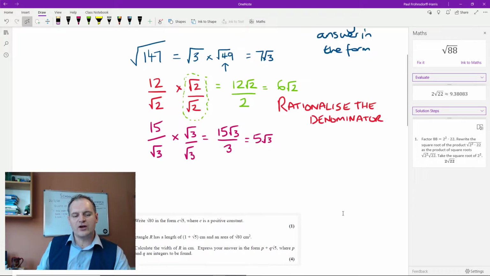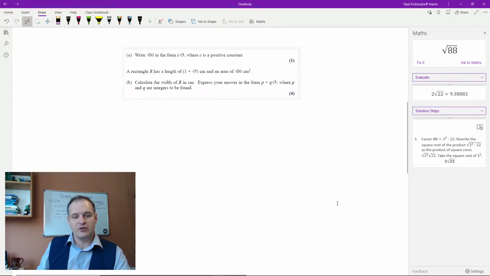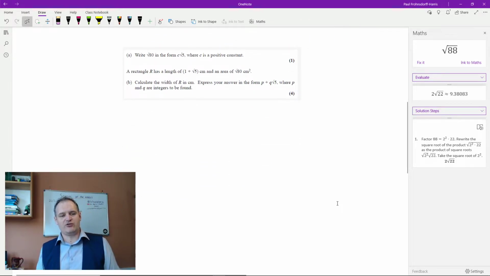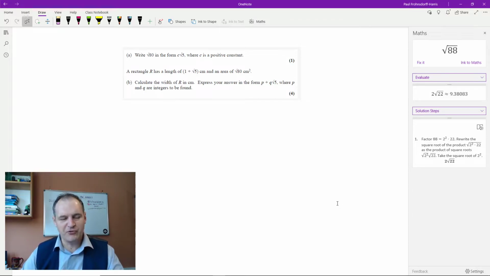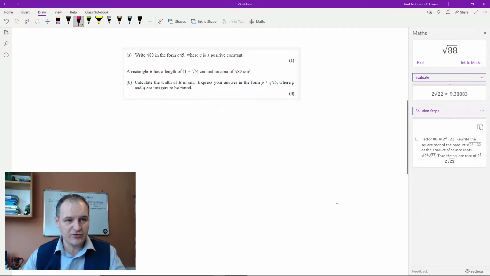Now, what we're going to do with that is some exam-type questions. Hopefully that's big enough that you can all read it on the screen. I'm sure you'll let me know if it isn't. So this is a typical exam question. They have said, write root 80 in the form c root 5 where c is a positive constant. What they're basically saying is rationalise the denominator or simplify the surd. In both these questions, they're asking you to simplify things. So this question is about simplifying.